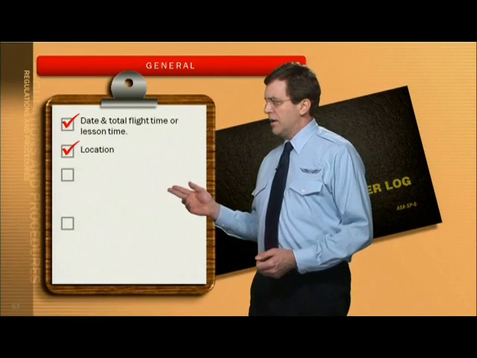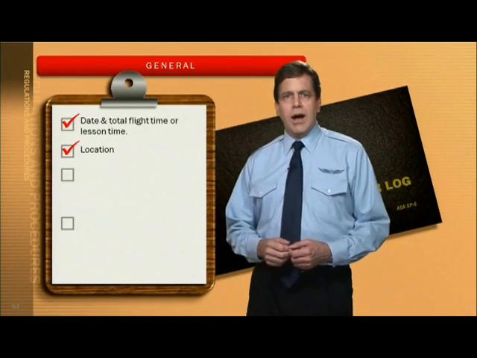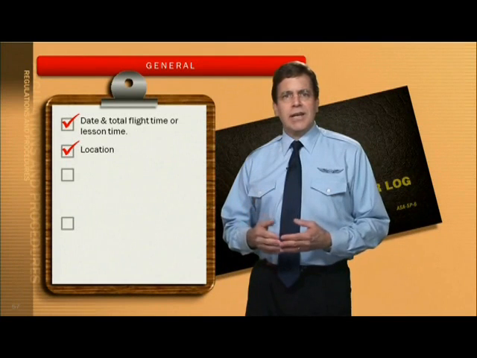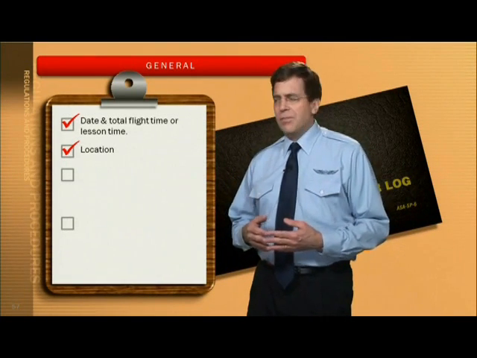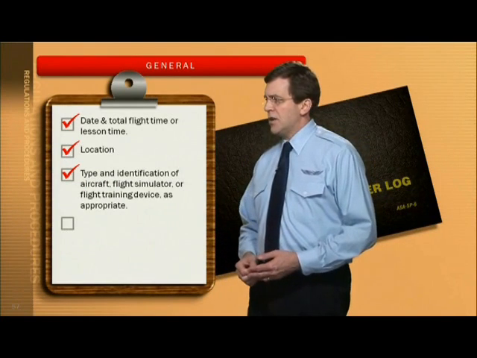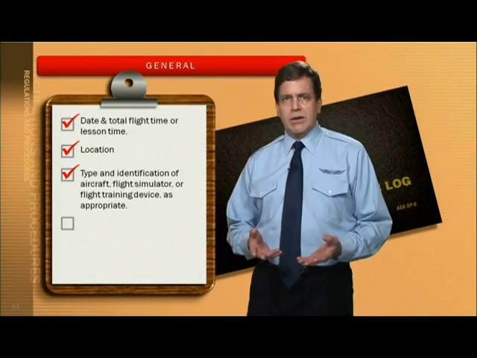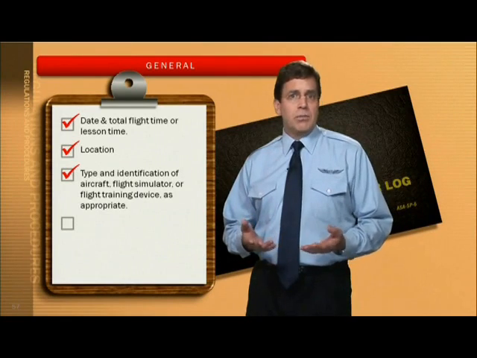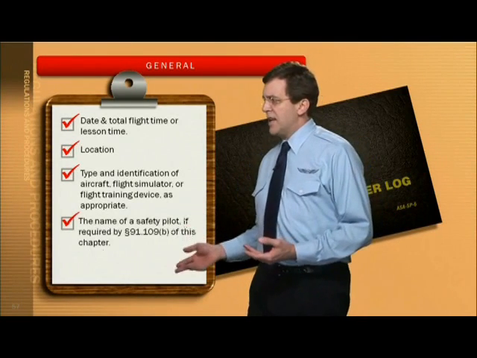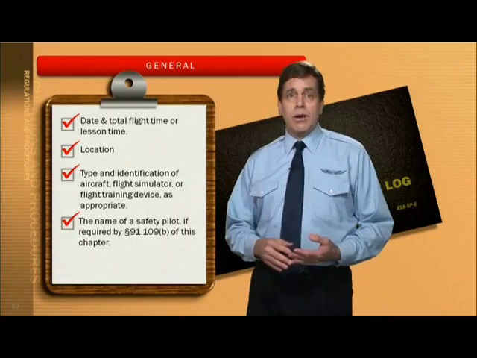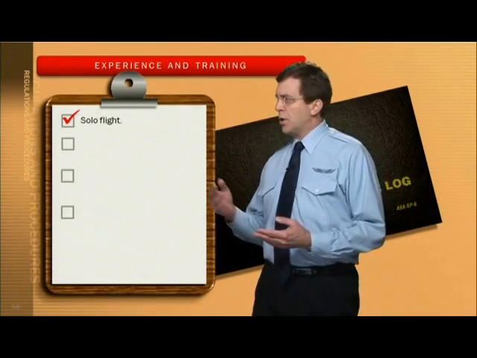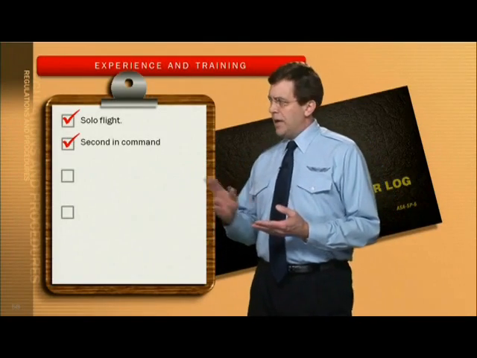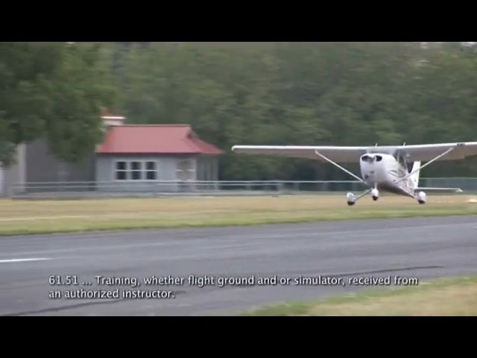We have location, where the aircraft departed and arrived, or for lessons in a flight simulator or flight training device, the location where the lesson occurred. We have the type and identification of aircraft, flight simulator, or flight training device as appropriate. The name of a safety pilot if required by 91.109B of this chapter.